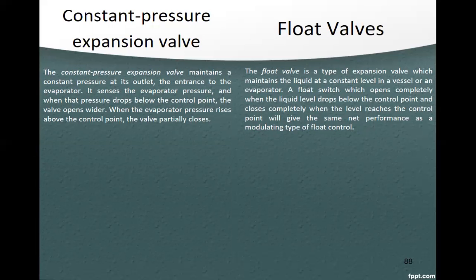Okay? So float valve. The float valve is a type of expansion valve which maintains the liquid at constant level. Kaya float. In a vessel or an evaporator. So yung flush tank sa power plant. A float switch which opens completely when the liquid level drops below the control point and closes when the level reaches the control point will give the same net performance as a modulating type of float control.